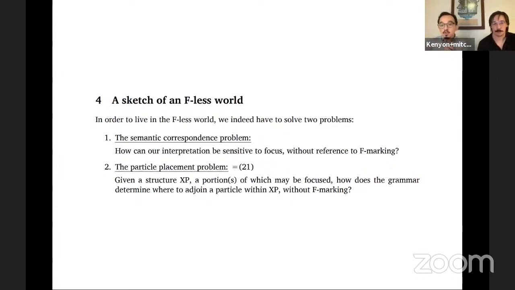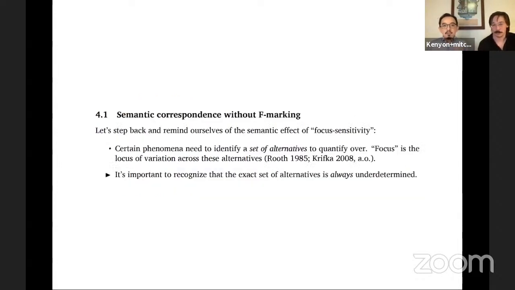So again, we have these two questions: the semantic correspondence problem and the particle placement problem. Let me walk you through what we've been thinking about. For the semantic correspondence, let's step back first and remind ourselves what the point of focus sensitivity was in the first place. Certain semantic operations, certain phenomena, need to identify a set of alternatives to quantify over. And what we call focus is that position of variation across those alternatives. It's really important to recognize that these are not exactly the same thing.